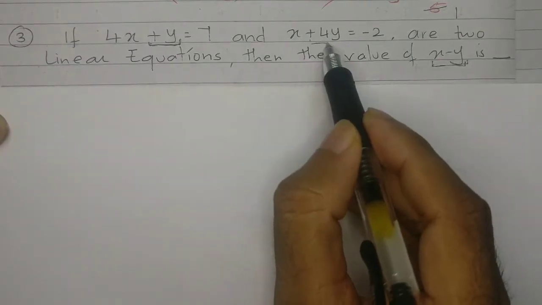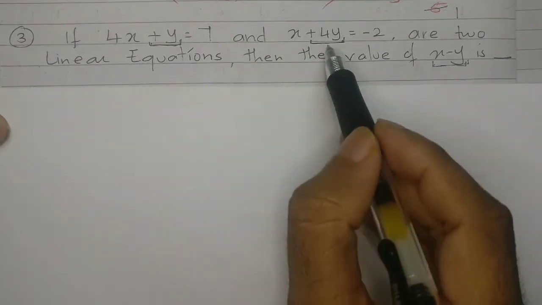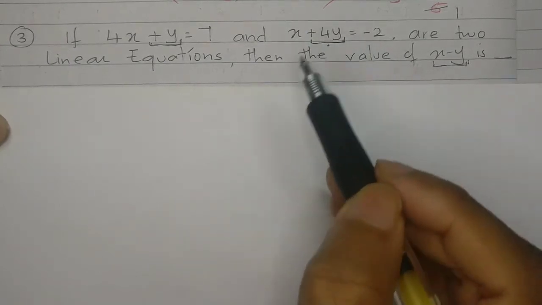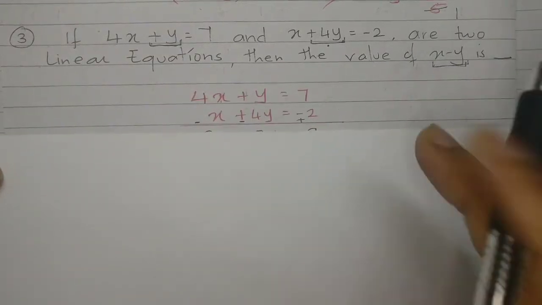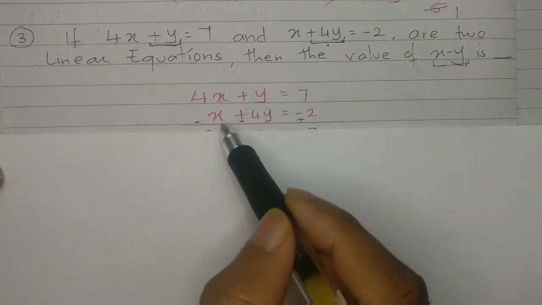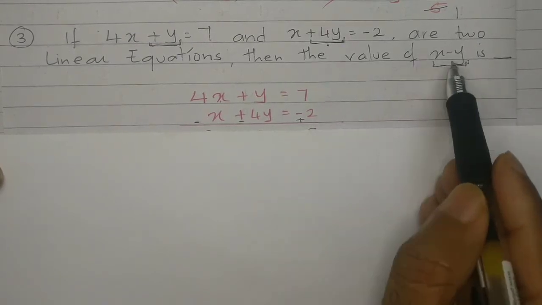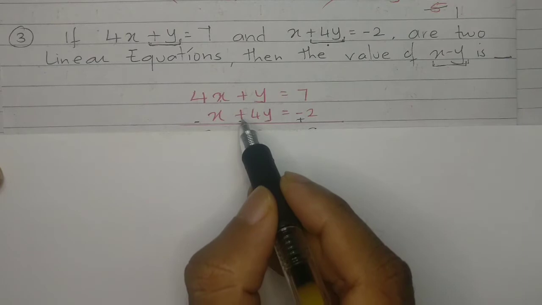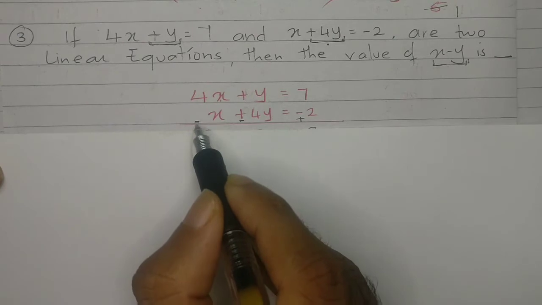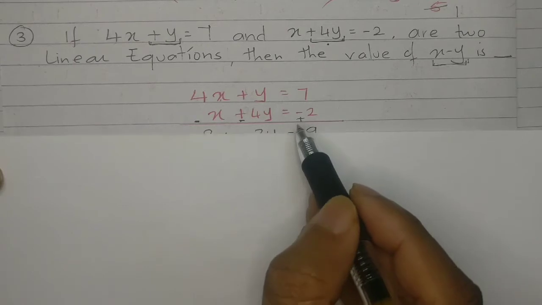Now, in this case, my y term is 1y. In this case, my y term is plus 4y. Which one is bigger? Definitely this one. So I will make sure that I write this equation second. So this would become 4x plus y is equal to 7 and x plus 4y equals to minus 2. Now since they have asked x minus y and here it is plus, I'll have to change the sign throughout the equation. So positive becomes negative, positive becomes negative, negative becomes positive.